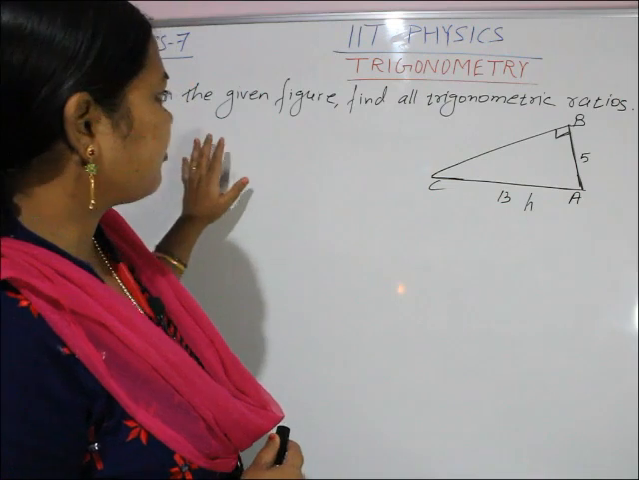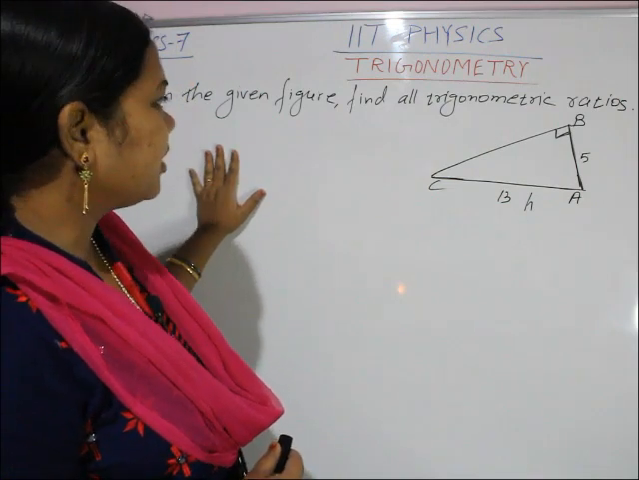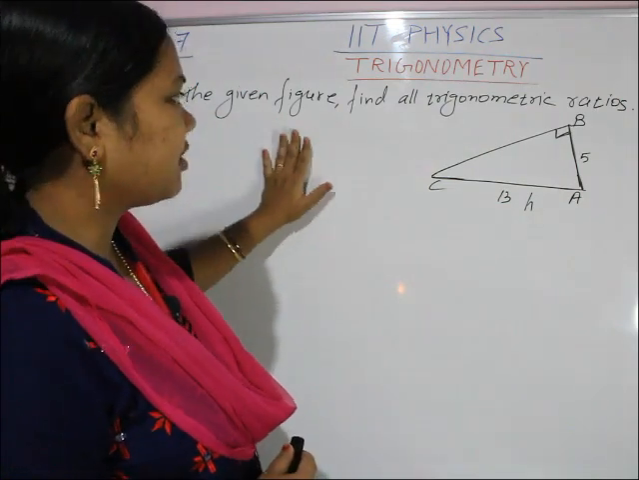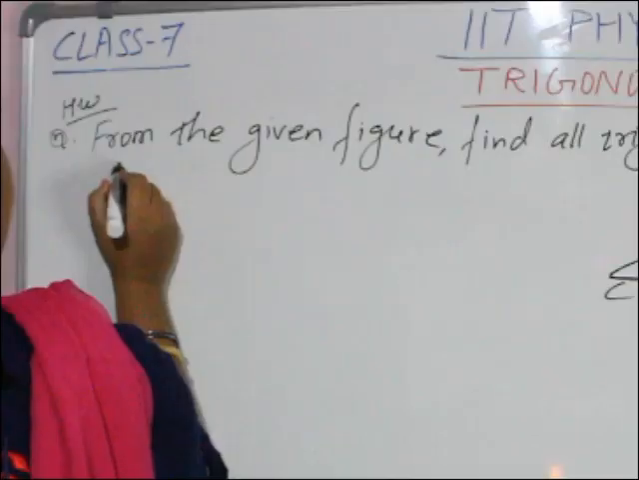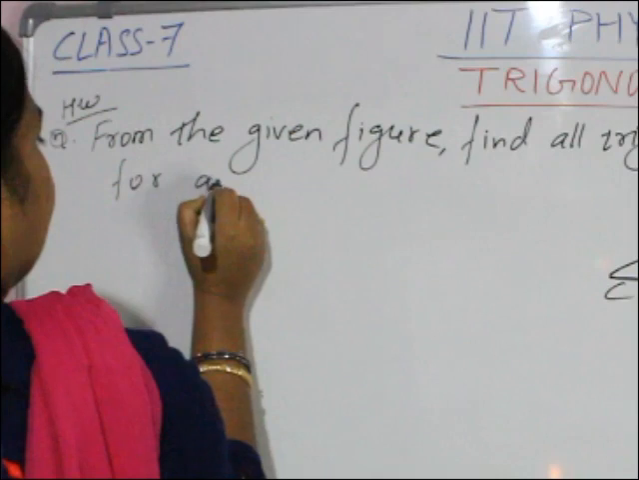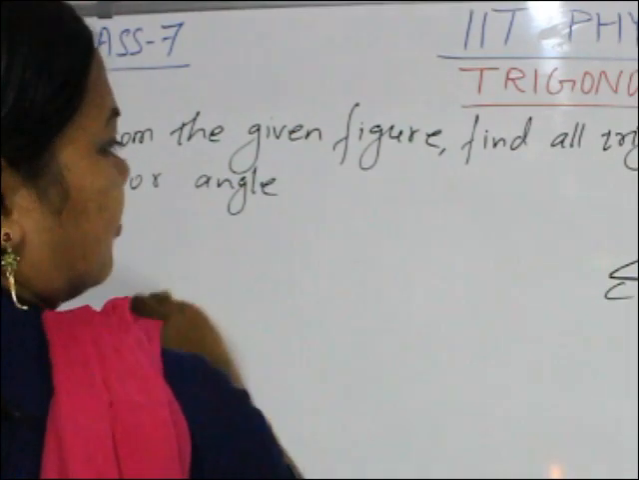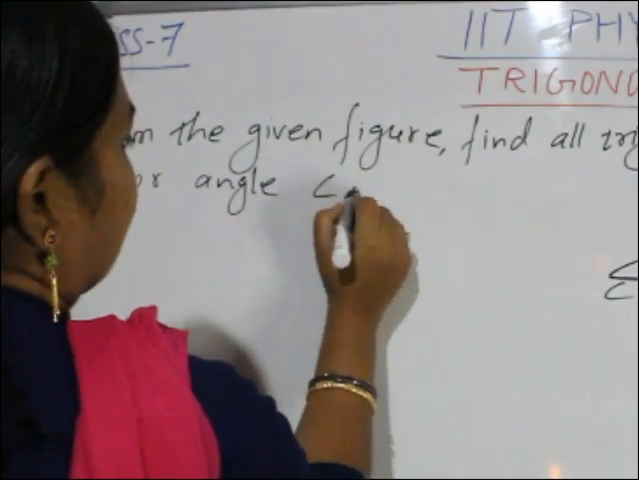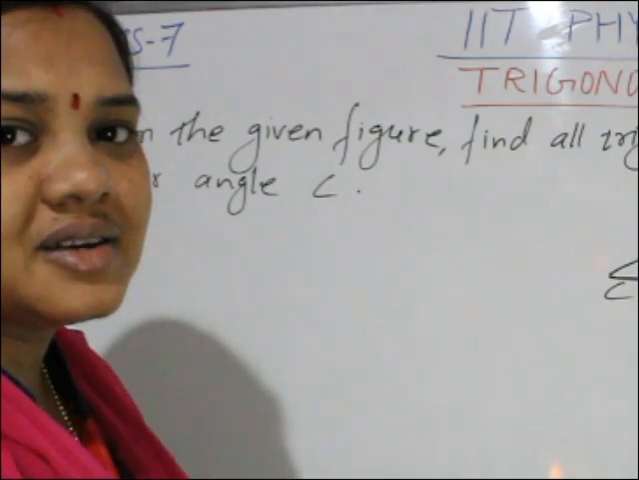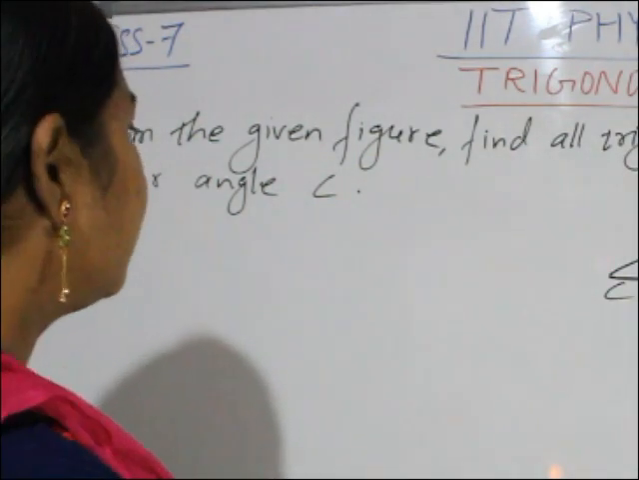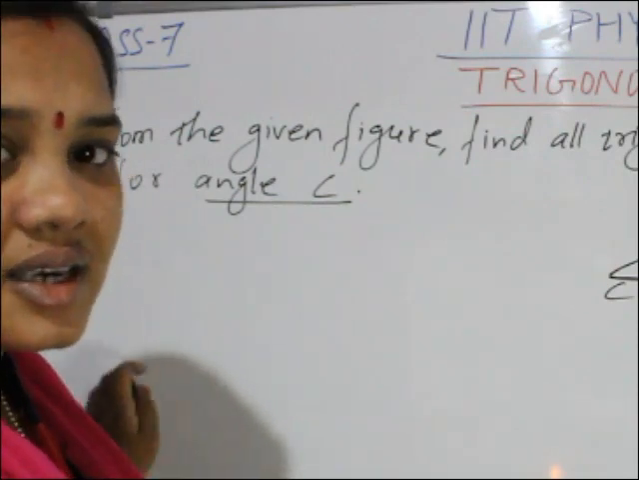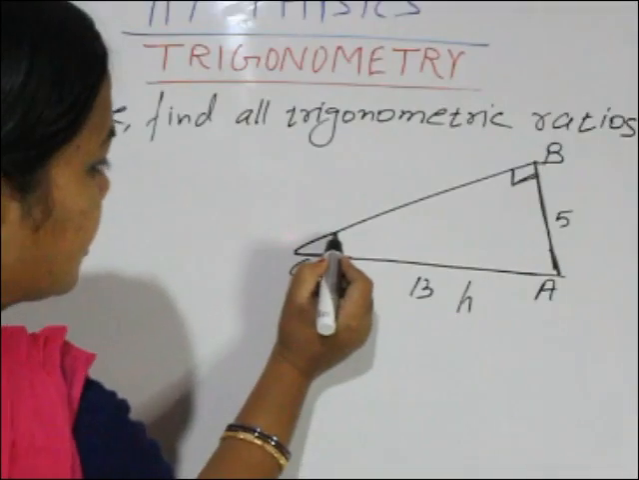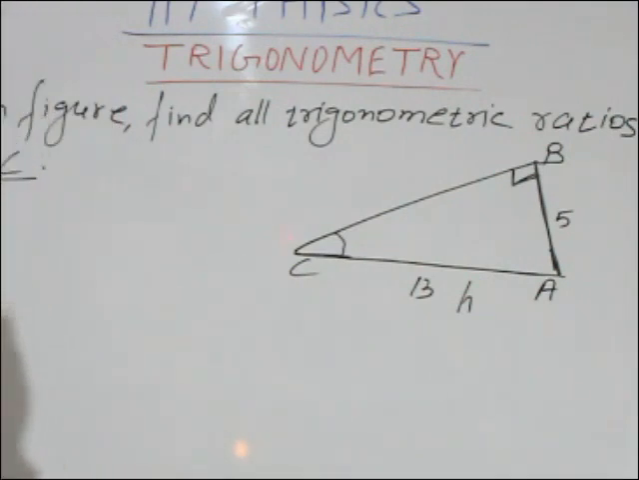Here what is given? From the given figure, find all trigonometric ratios for angle. Sorry, I forgot to give the angle: angle C. For angle C. Okay, here the angle of reference is angle C.